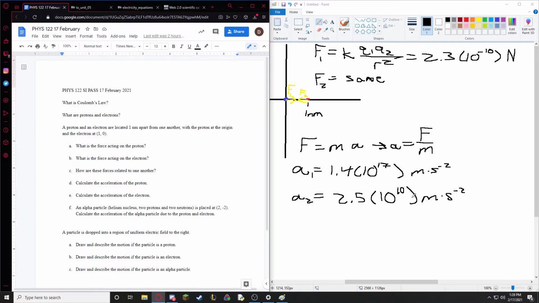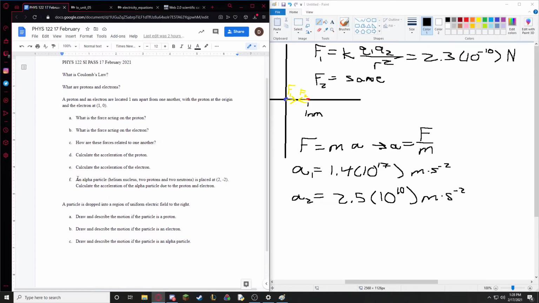All right. So let's go ahead and do the last part here. We're going to place an alpha particle, which is basically a helium nucleus, so it's going to be two protons along with two neutrons. And so that's what our alpha particle is. If you end up taking any upper level physics classes, you'll hear a lot about them.